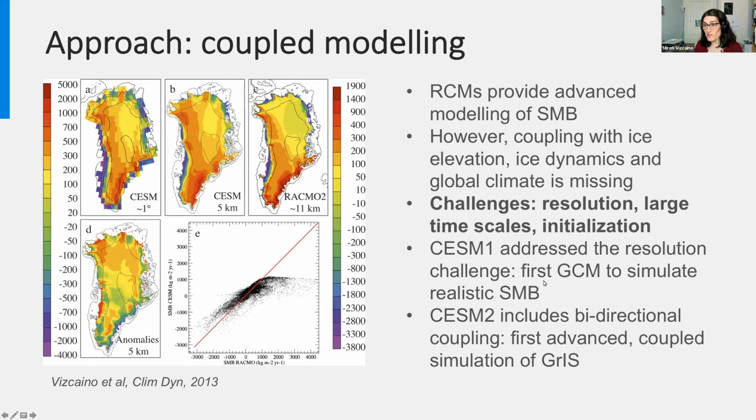Okay, and so moving to version 2 of the Community Earth System Model, now we have a bidirectional coupling. So it is not only the SMB that is simulated interactively with the climate, but also the ice flow is coupled. This has provided a first coupled simulation of the Greenland ice sheet that has realistic SMB, and that can also simulate realistically the ice discharge within an Earth system model.